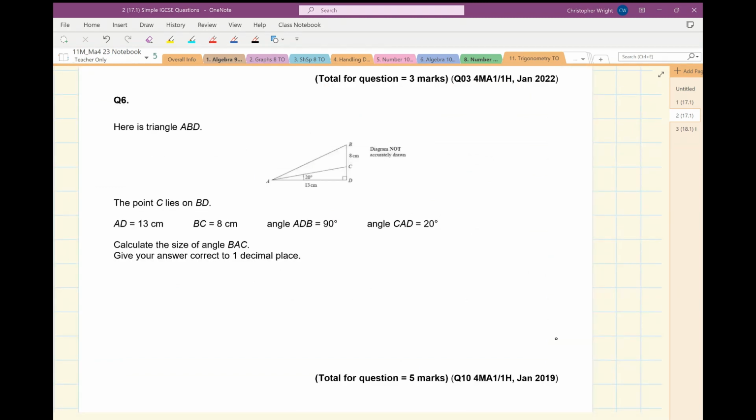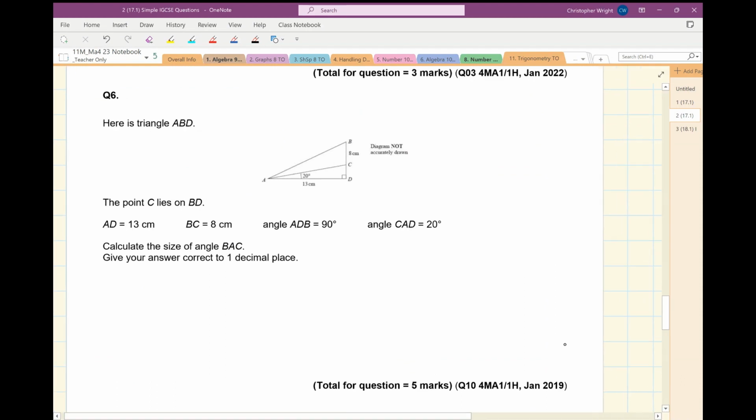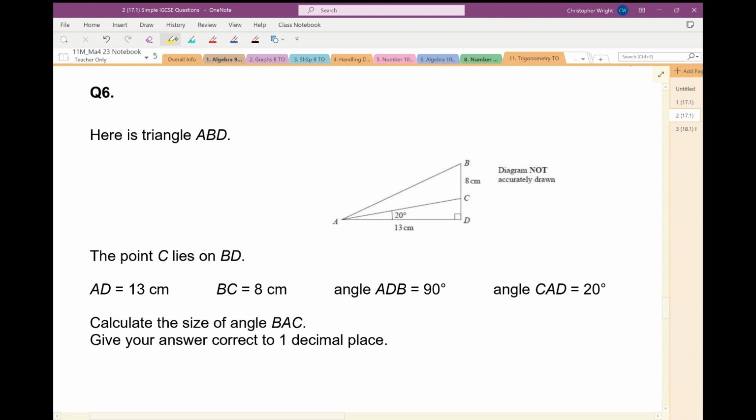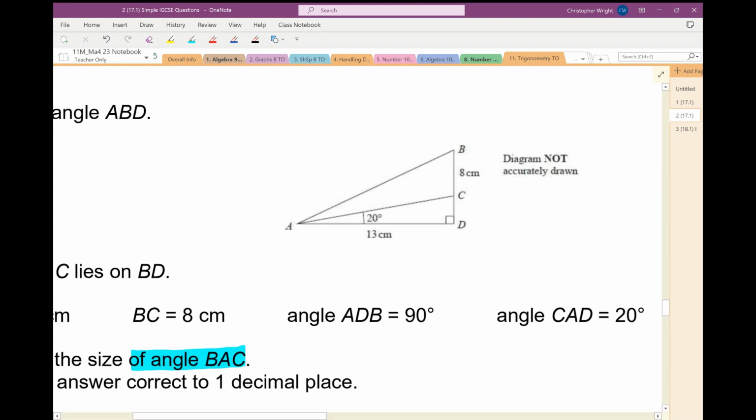Question 6. Right, let's zoom in here and have a proper look. Now the text here describes all the information shown on the diagram. So you'll want to read that through and check that everything's on the diagram, which it is. And we're being asked to calculate the size of angle BAC, that angle there, which I'll call alpha.